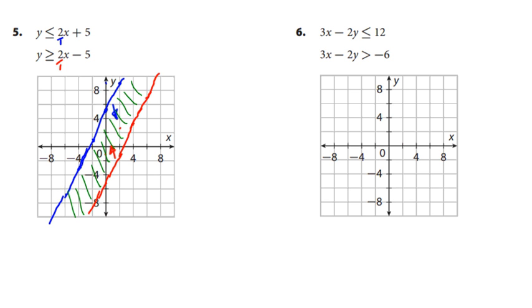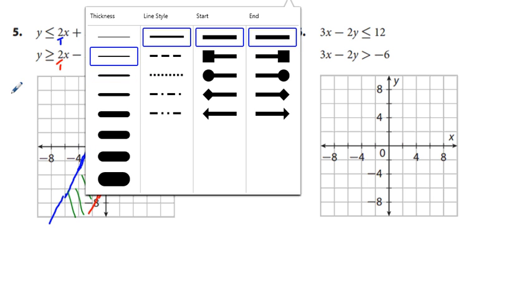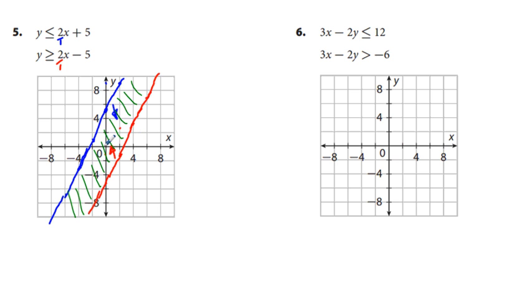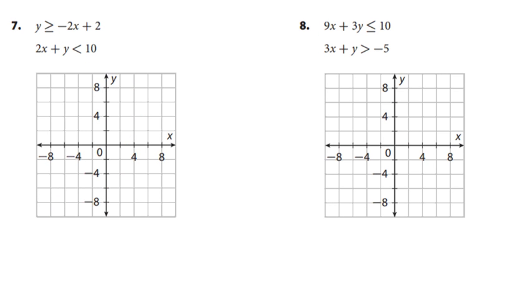And what are going to be 2 coordinates that go inside the solution set? Well, the origin, 0, 0, is in the solution set. And also, let's take this point up here, which is 4, 8. Okay, so that's that one. Let's go on to the next problem, which is 7.